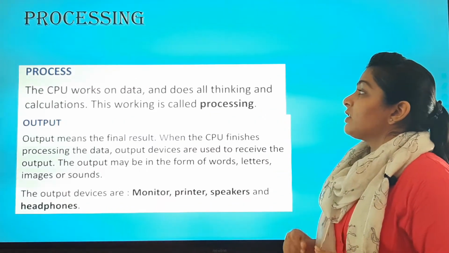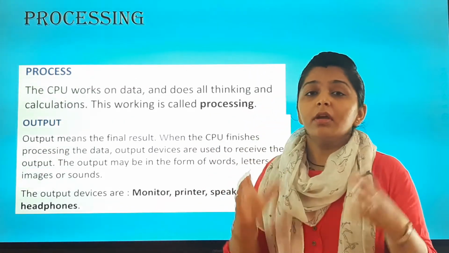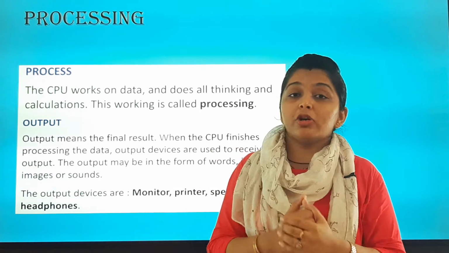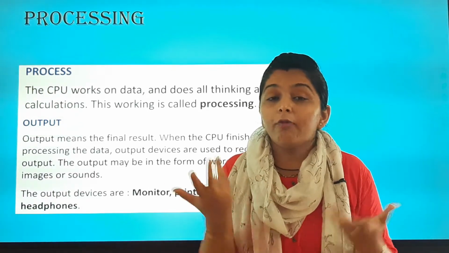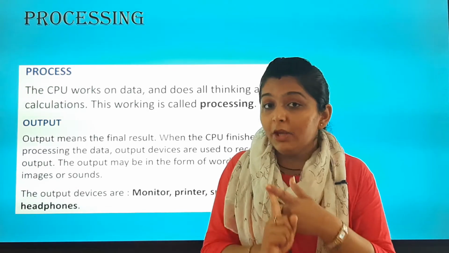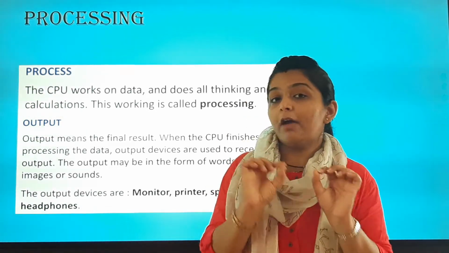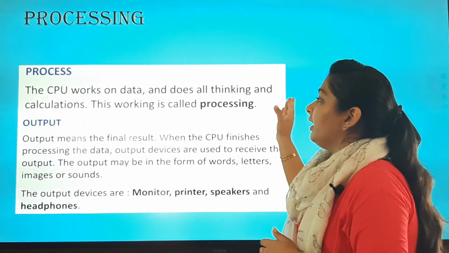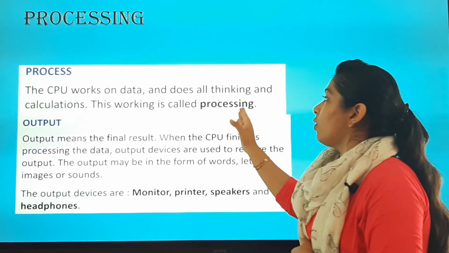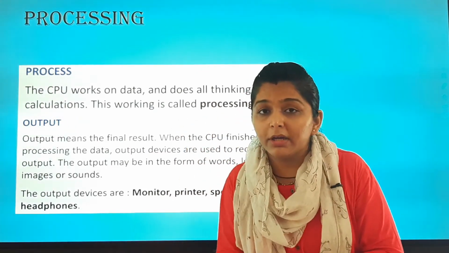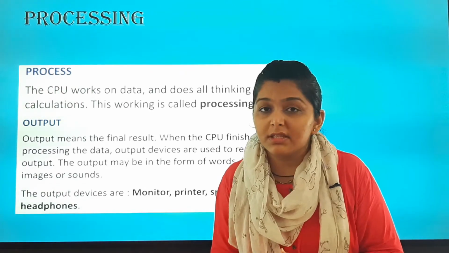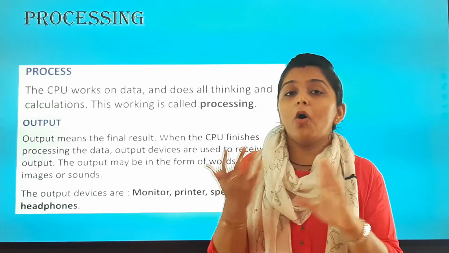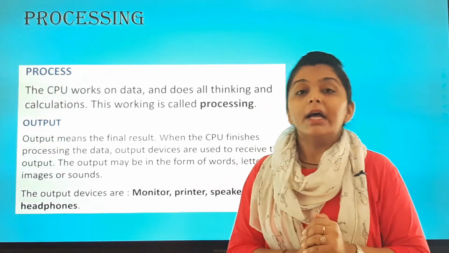Okay? Next one is the processing. Now, as you are processing in your brains, in the same way, computer also processes in the brain. Now, what is the brain of the computer? CPU. CPU is known as the brain of the computer. We have already studied that. The CPU works on the data and does all the thinking and calculation. This working is called processing. जो भी काम CPU करता है, that is known as processing. CPU का क्या काम है? To think and to do all the calculation, to do all the works of processing in the computer.